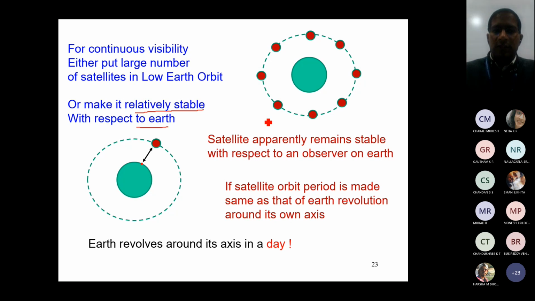So that is what the satellite apparently remains stable with respect to an observer on the Earth. This observer we are considering as the ground station. If the satellite orbit period is made the same as that of the Earth's revolution around its own axis, then the ground station located on the Earth's surface can establish a continuous communication.